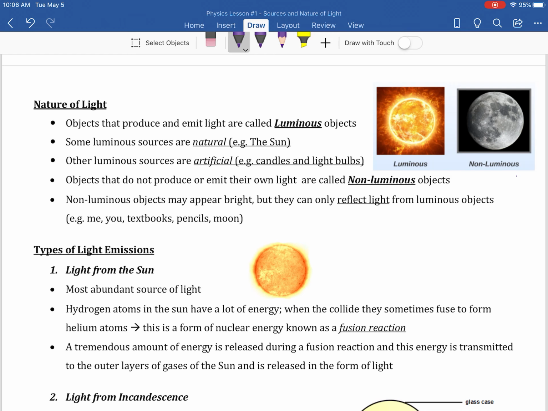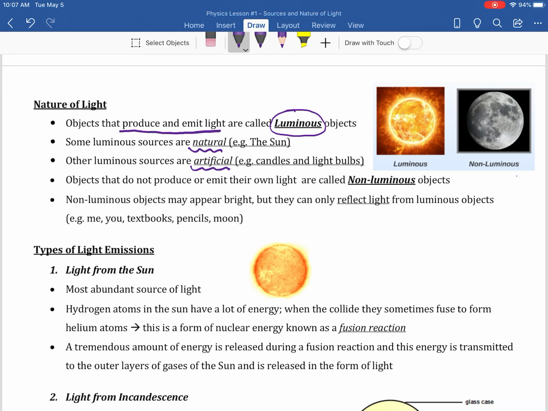There are two ways we can describe objects. We can say that objects can make their own light and emit their own light. We call those types of objects luminous objects. Okay? And of those luminous objects, there are those that were always here, that humanity did not create, and then there are those that were human-made.